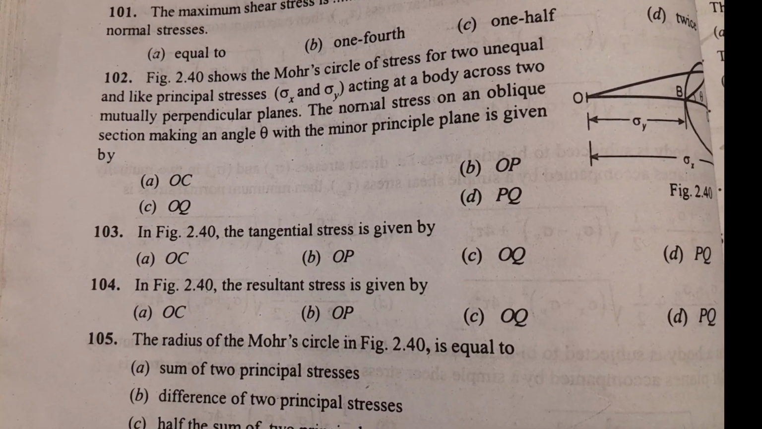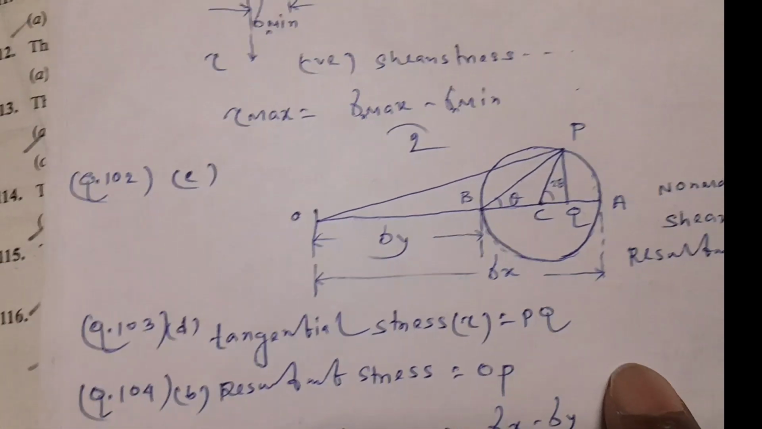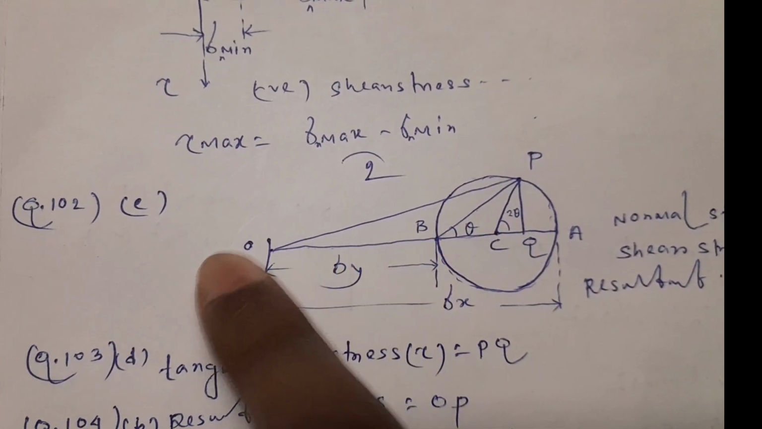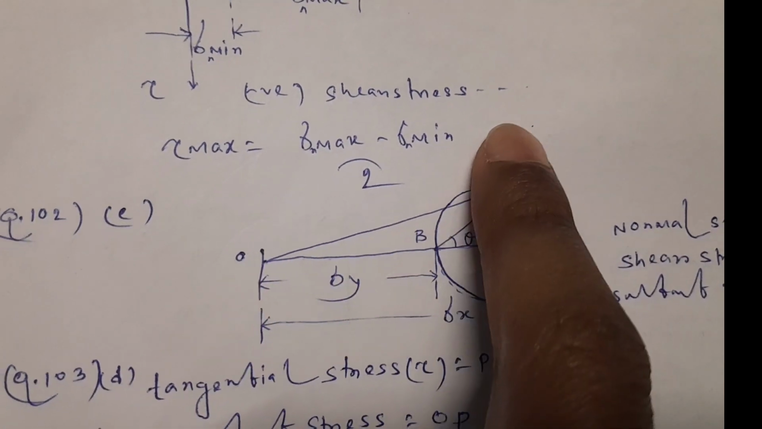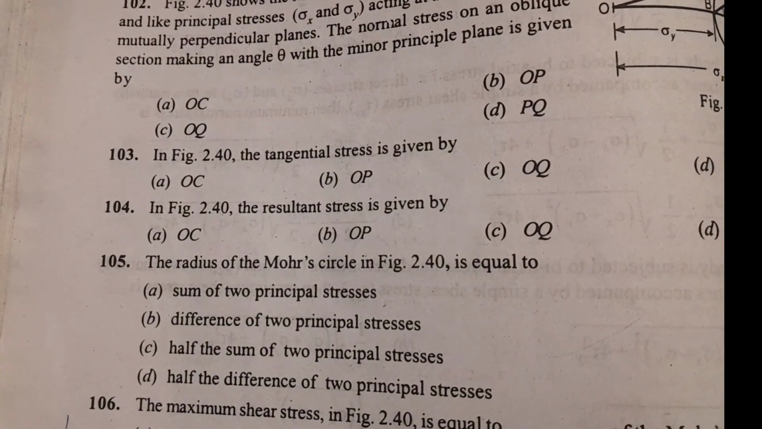Next, question 104. The resultant stress is given by. In that figure, the resultant stress is given by the hypotenuse of this triangle OPQ. So OP is the resultant stress. So for this question 104, option B is the right answer.